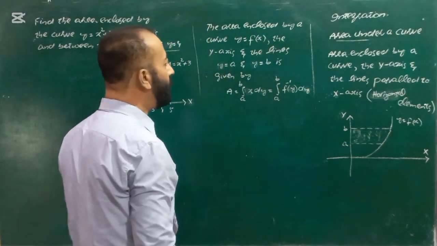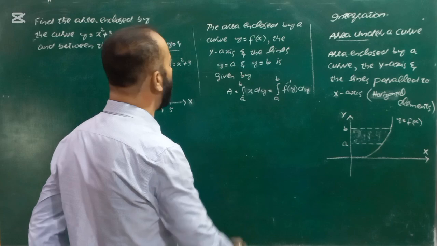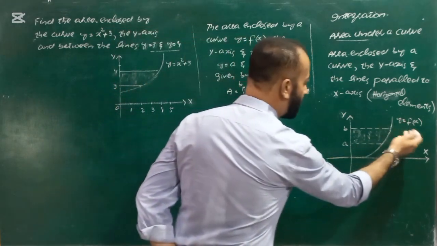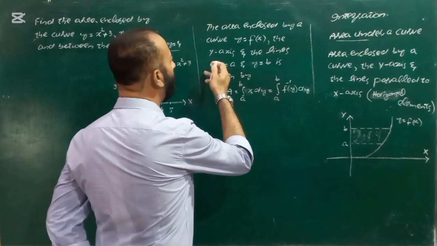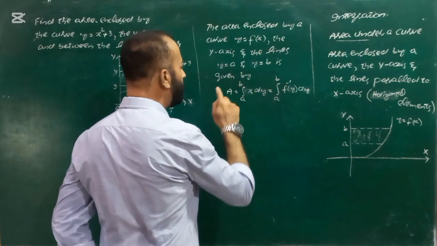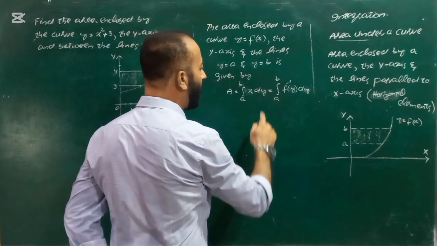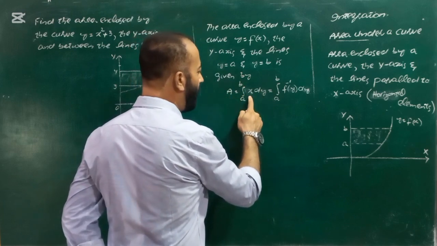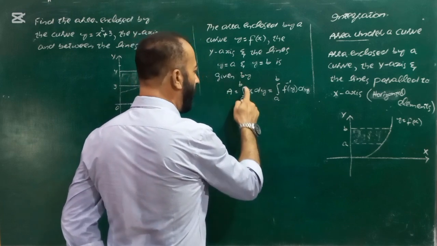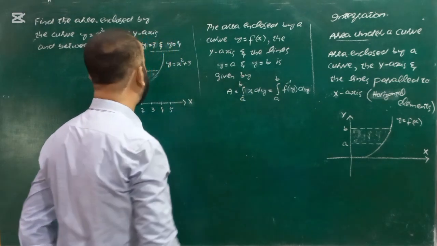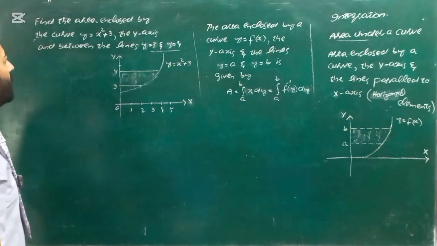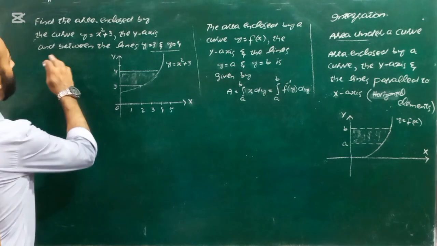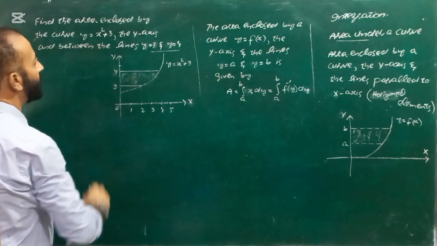So the method to find the required area is, the area enclosed by a curve y is equal to f(x). So this is the curve. The y-axis and the lines y is equal to a and y is equal to b is given by area is equal to the integral of x dy, and the limit is from a to b. So here is a question now that will make your concepts more clear. Find the area enclosed by the curve y is equal to x squared plus 3.